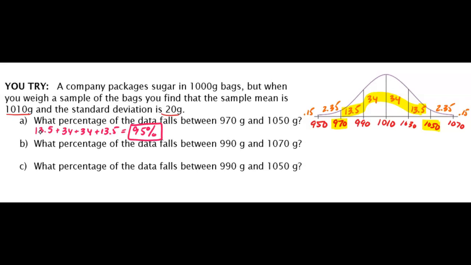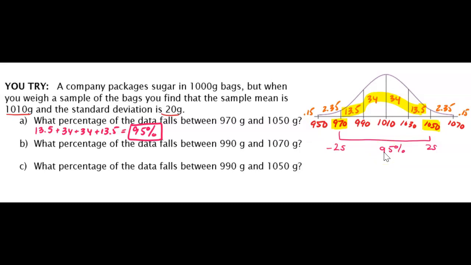Now, some of you may have been able to get that faster, without having to add them all up. And the way that you may have been able to do that is because if you noticed that this was two standard deviations to the left and to the right, and using that empirical rule, that's one of those percentages that you have memorized, is that two standard deviations from the mean represents 95% of the data.